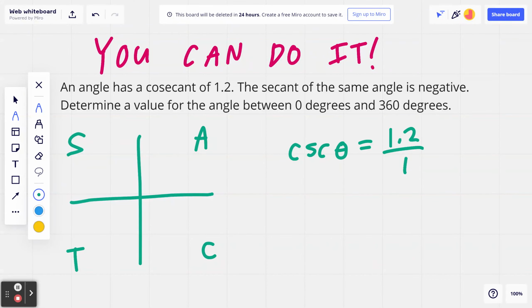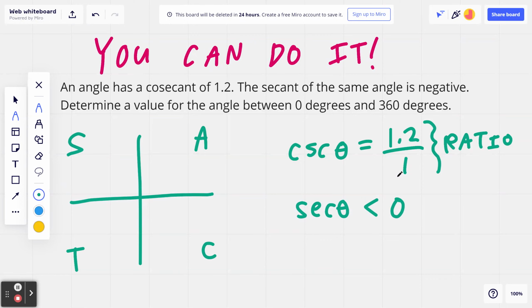And the reason why this is important is because when you think about sine theta, cosine theta, tan theta, cosecant theta, secant theta, or cotangent theta, think about this as a ratio, right? So think of a ratio, not just a number. Now, the second part says the secant of the same angle is negative.